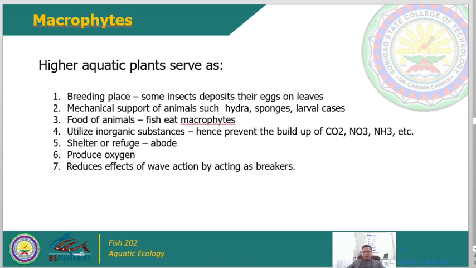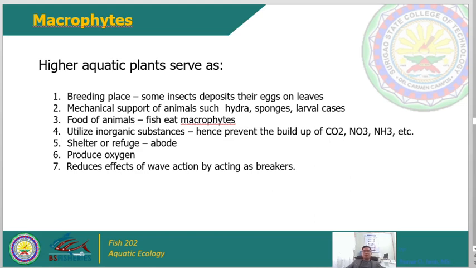So why are macrophytes important? Because higher aquatic plants serve as a breeding place. They could support mechanically animals like the hydra, the sponges, the larval cases, and some others. They could also serve as food for the animals, no? They utilize inorganic substances that may somehow be toxic to the living organisms, to the nektons, no? Shelter or refuge, like an abode, or the shelter for most organisms, sometimes for nursery or breeding place, no?